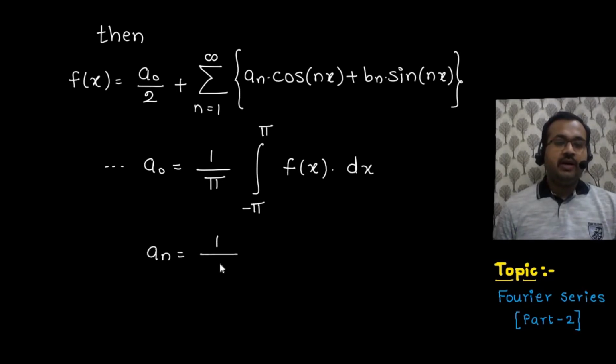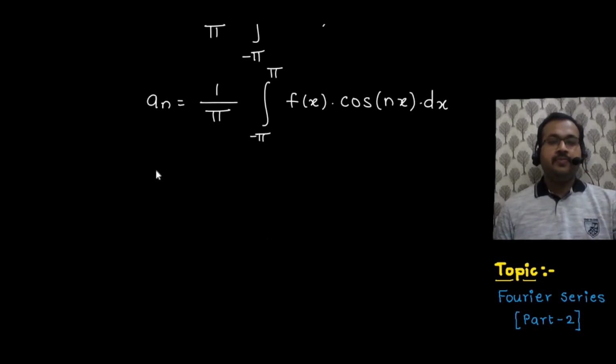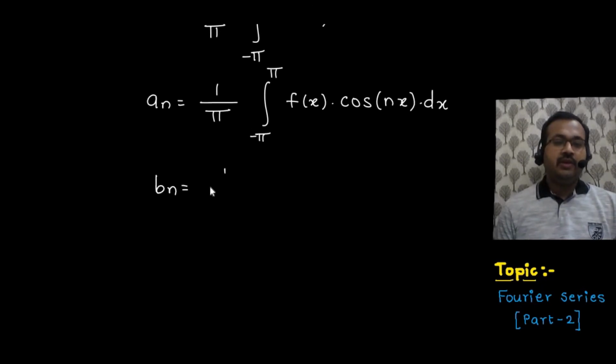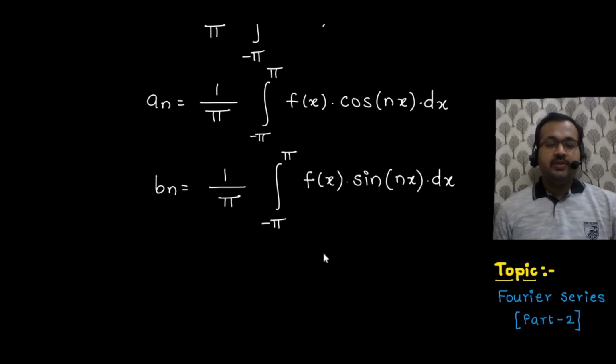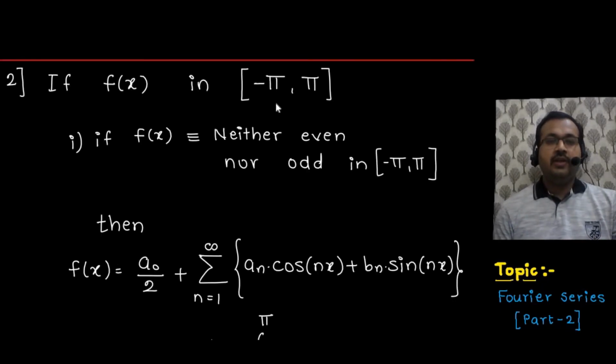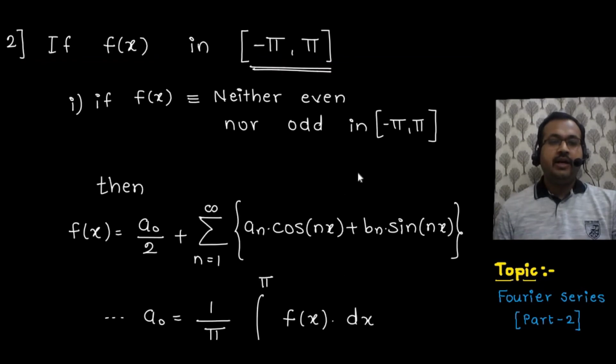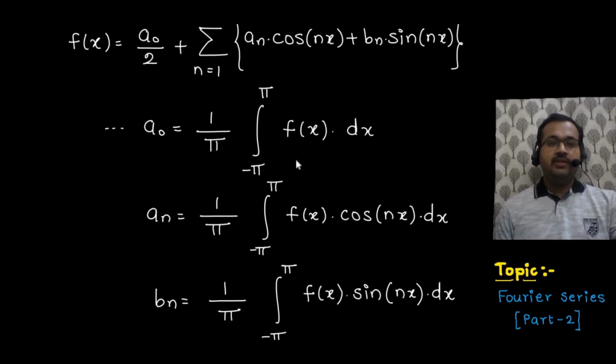An is evaluated by 1 upon pi integration from minus pi to pi f of x cos nx with respect to x. Similarly, bn can be evaluated by the formula 1 upon pi integration minus pi to pi f of x into sin nx dx. This is your case when the interval is minus pi to pi and f of x is neither even nor odd function. Then remember these formulas.